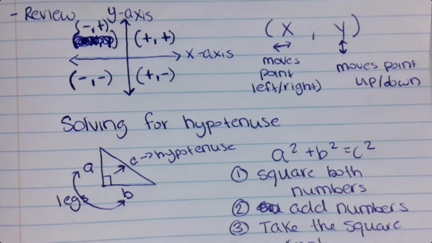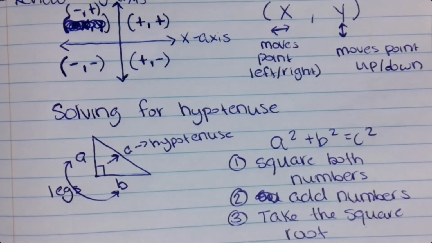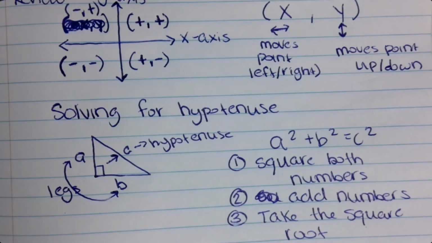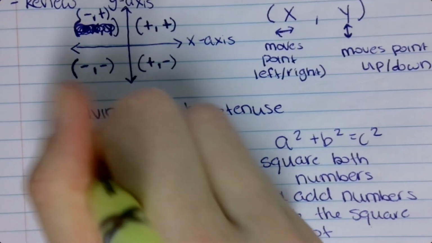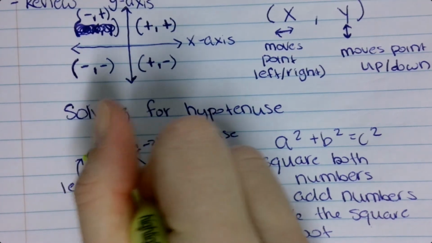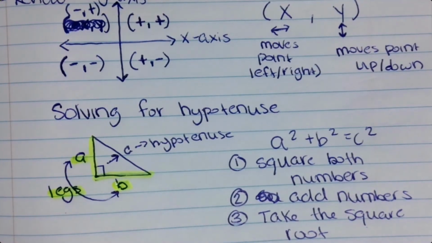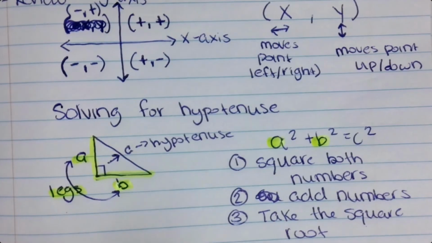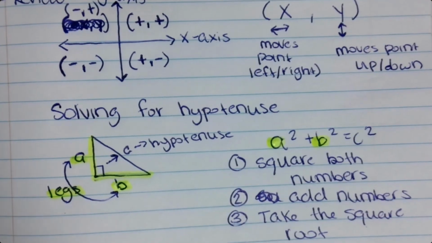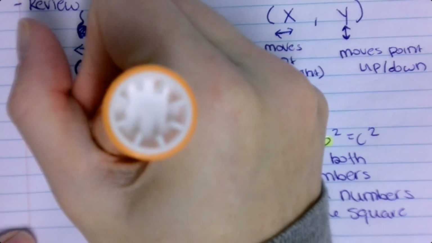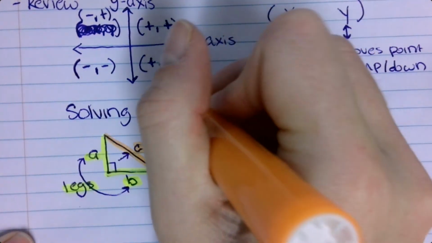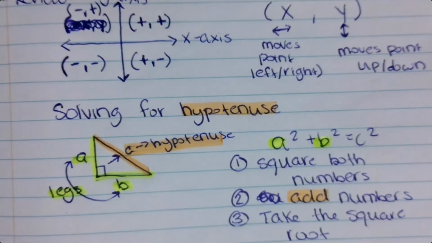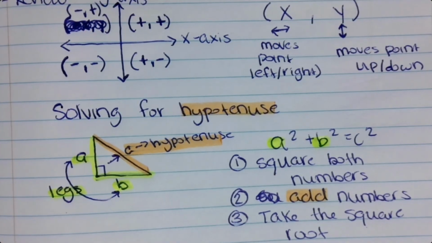Okay? So let's get some highlighting action going on here. So remember, our legs are our straight sides, up and down, left to right, meeting at that right angle. Our hypotenuse is the diagonal, and it is the longest side. It is the longest side, and that is why we add the numbers.